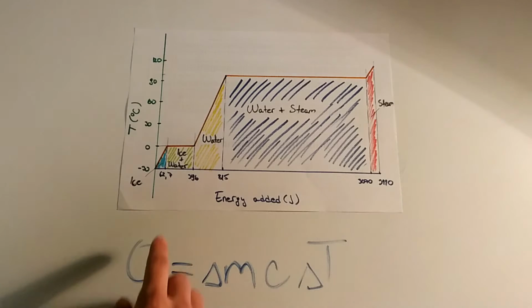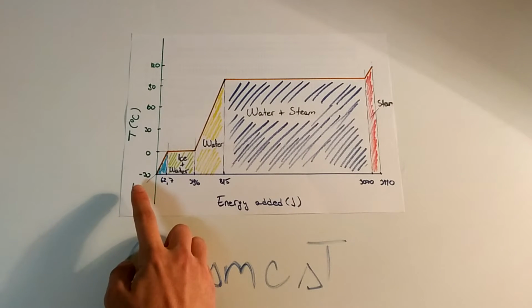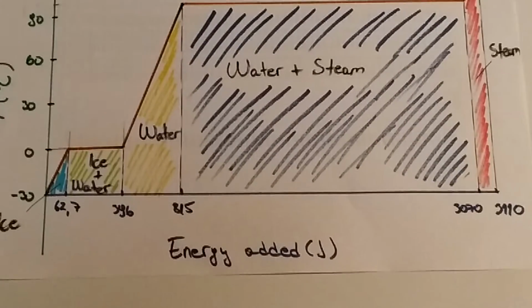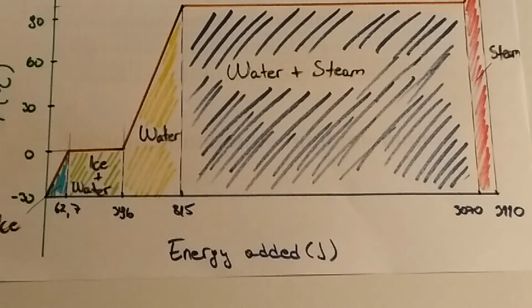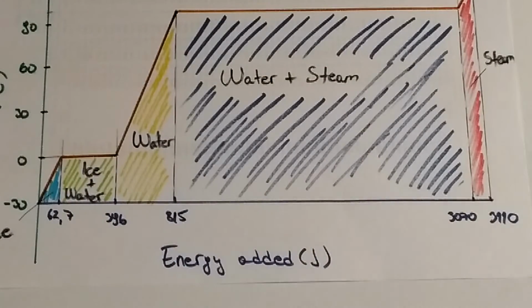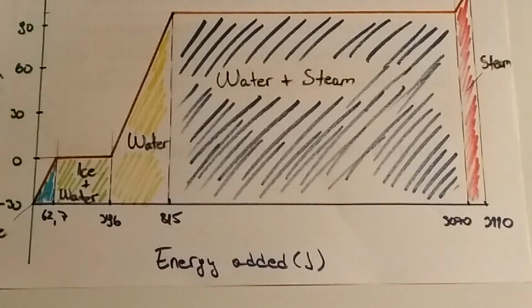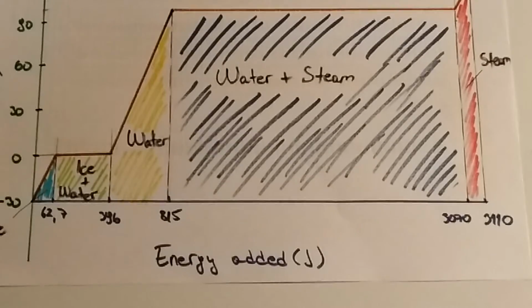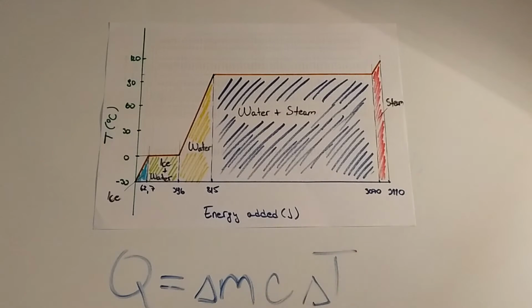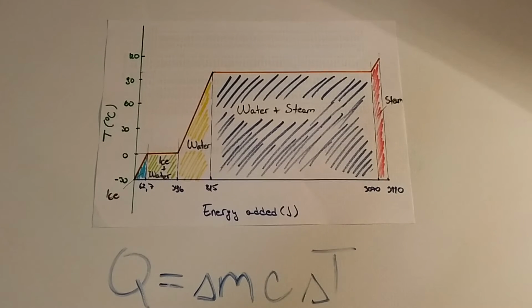We can see that to raise the temperature of the ice from minus 30 to 0 degrees Celsius, we only need 62.7 kilojoules. But if you want to melt the ice, then we need a lot more energy. Then from 0 degrees Celsius we're taking the water to 100 degrees, and we can calculate that as well, knowing that the specific heat of water is 4186 joules per kilogram times degrees Celsius.